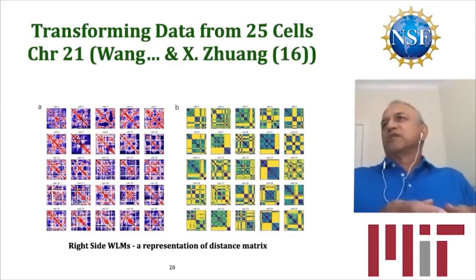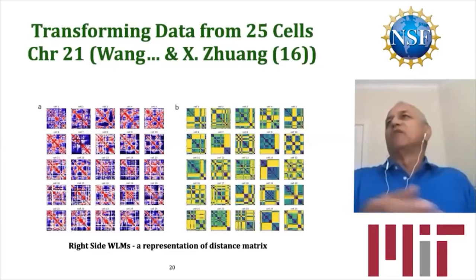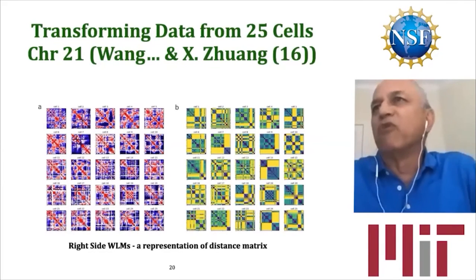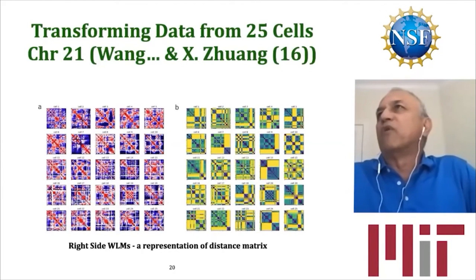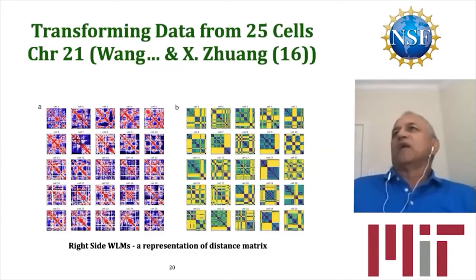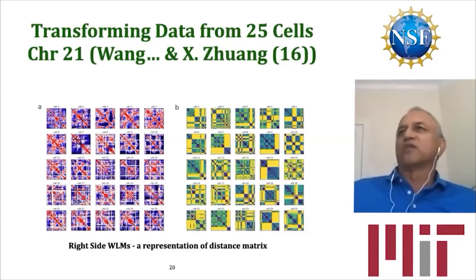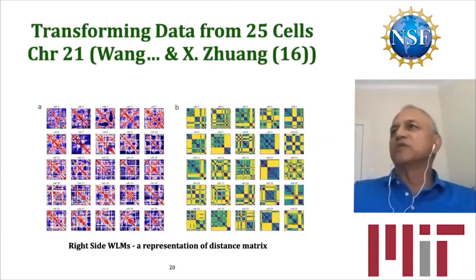This, of course, is from simulations, but if you now look at the data for chromosome 21, these are 25 cells. On the left-hand side are imaging data. On the right-hand side, we converted those imaging data into a measure of a distance map. These are the Ward linkage matrices. And you can see both on the left-hand side and the right-hand side, no two cells, in fact, look the same. And only when you average that, you get this beautiful pattern.